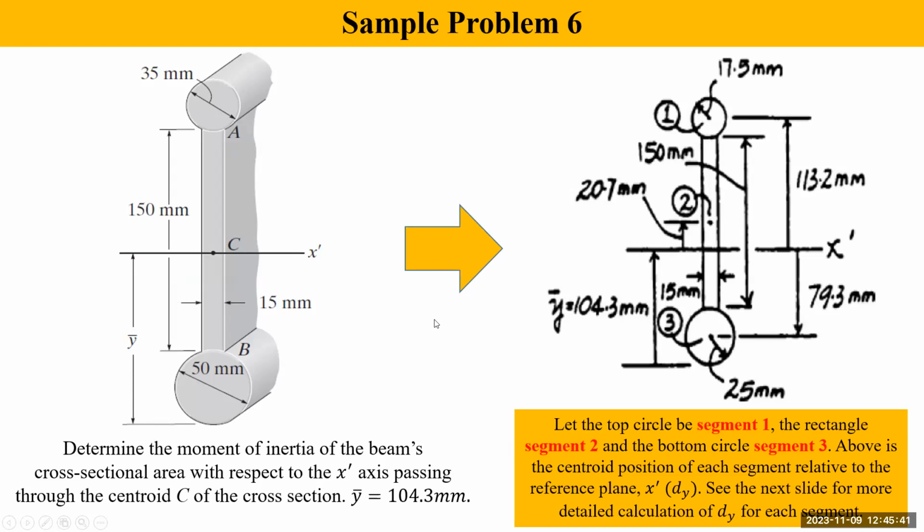It says determine the moment of inertia of the beam's cross-sectional area with respect to the x prime axis passing through the centroid of the cross-section, where they give you the centroidal distance, y bar, as 104.3. So they are saying to you that this distance from here is 104.3. So it's right here from the bottom of the figure down here, right?